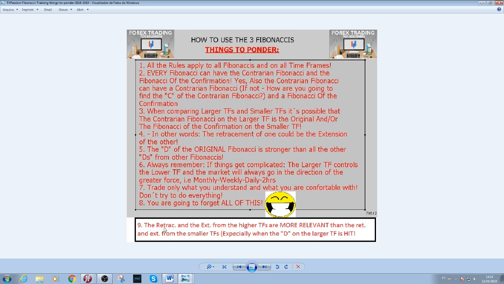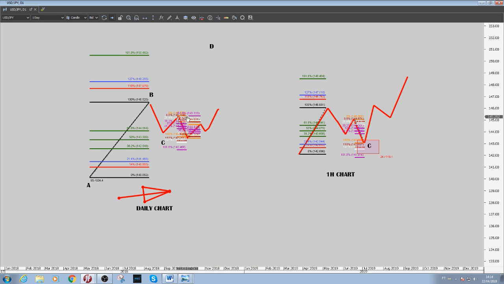And number 9, the retracement and the extension from the higher time frames are more relevant than the retracement and the extension from the smaller time frames, especially when the D on the larger time frame is hit. What number 9 is saying is what we've been talking about, that this retracement is more relevant than this extension. Okay?